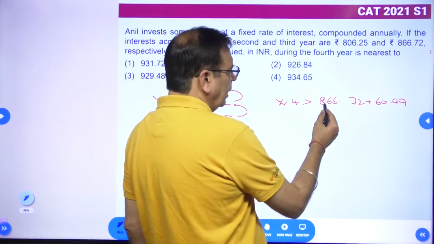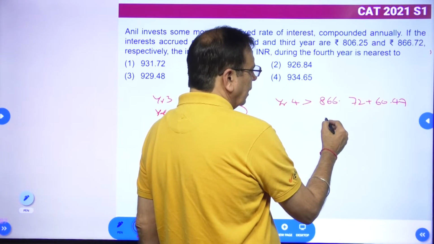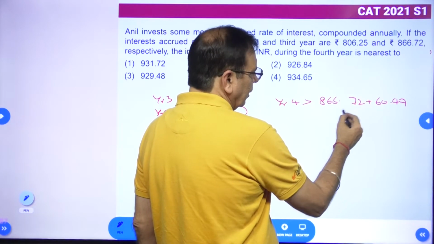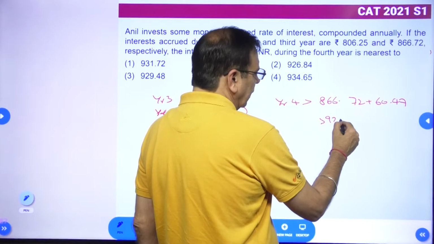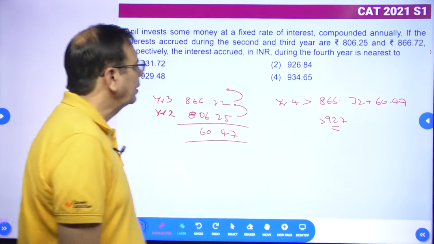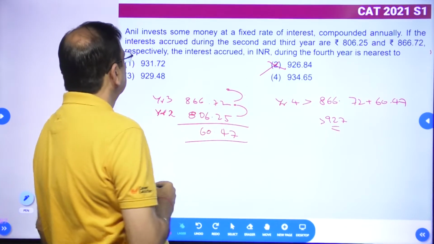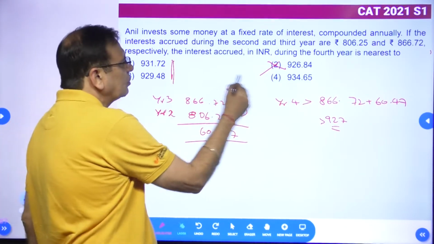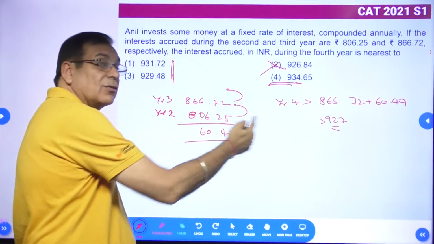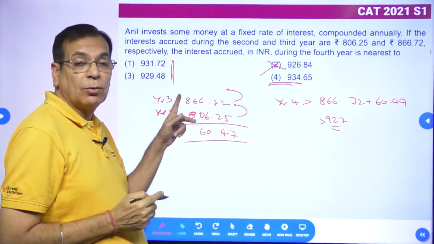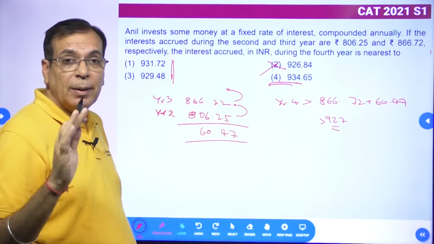So how much does it become? 866 plus 60 makes it 926, about slightly more than 927 rupees. My answer has to be slightly more than 927. Does not help us much. Answer could be any of these. This I think is not going to be the answer, but it need not be. Why? Because the choices are close. Okay, and which is what I said at the beginning.